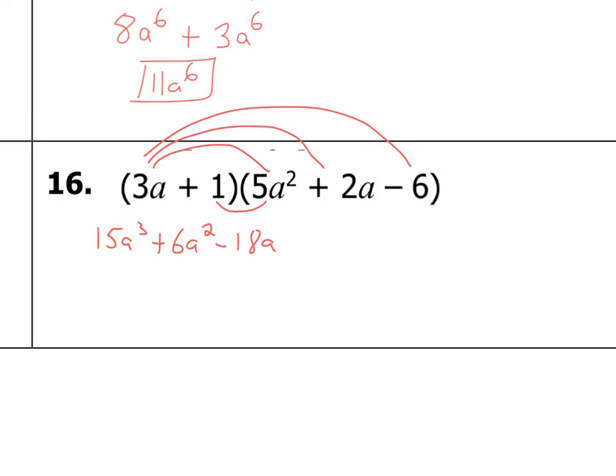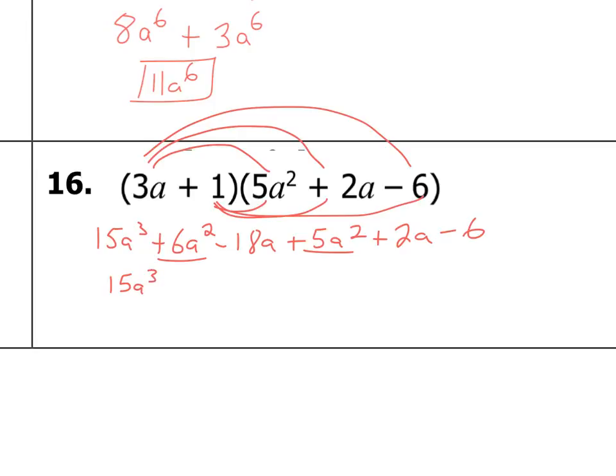Now, we need to do the same thing with the 1. So if we do that, it would be plus 5a squared. And then 1 times 2a is plus 2a. And then 1 times negative 6 is minus 6. Last step is to combine like terms. So we have this 6a squared and this 5a squared.